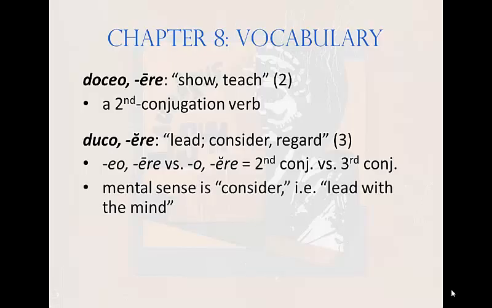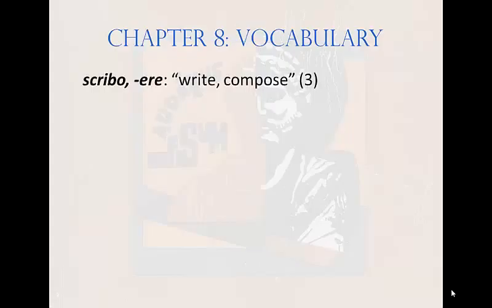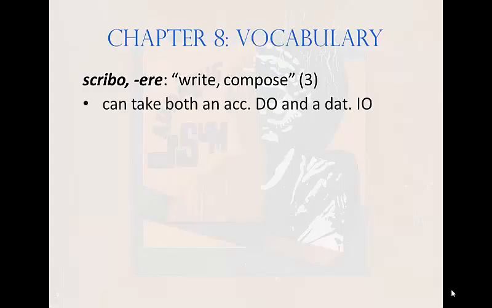And another thing to note about this verb is that it has a mental sense. To lead with the mind was to the Romans to consider. Finally, the last vocabulary item in this chapter is scribo scribere, meaning write or compose. It's a third conjugation verb. Because of its sense, scribo can take both an accusative direct object and a dative indirect object. That is, you can write something, accusative direct object, to someone, dative indirect object.